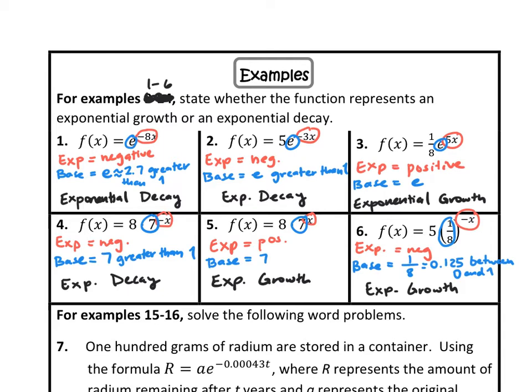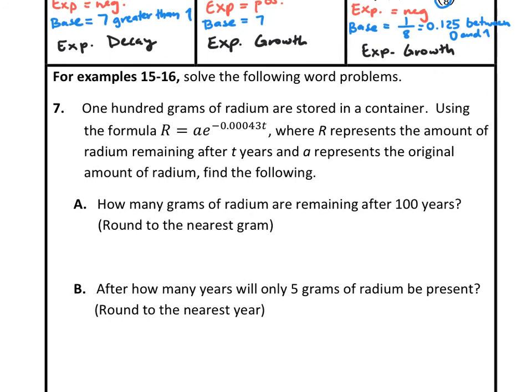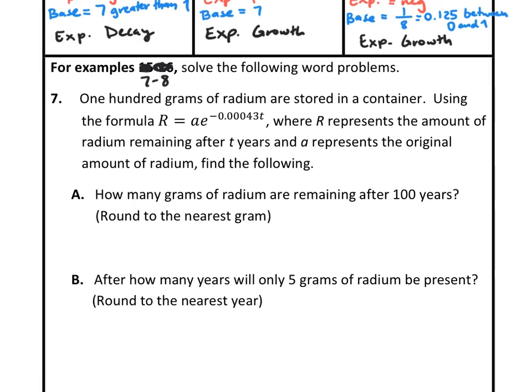Let's continue on here. 7 and 8. And again, I apologize for the numberings. It's not a big deal. So for examples 7 and 8, solve the following word problems. Okay, so 7 and 8 are going to be word problems. Let's see what they deal with, right?